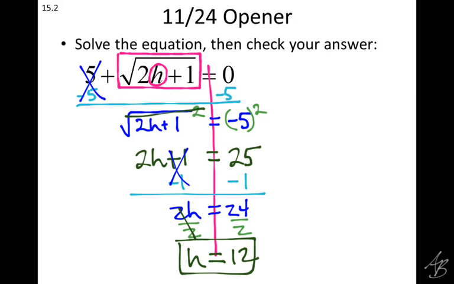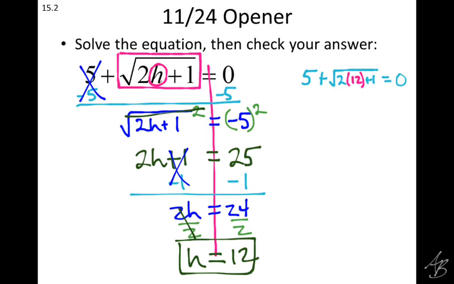We want to see if that's the correct answer. So how are we going to do that? Yes, exactly. We're going to substitute the 12 in for the h here in the original equation. All right, so I'm just going to do this off to the side. I'm going to rewrite this equation exactly like it is, except put 12 where the h is. All right, so the equation was 5 plus the square root of 2h, but instead of h, we're going to put a 12 plus 1, that's inside the square root, and then equals 0.